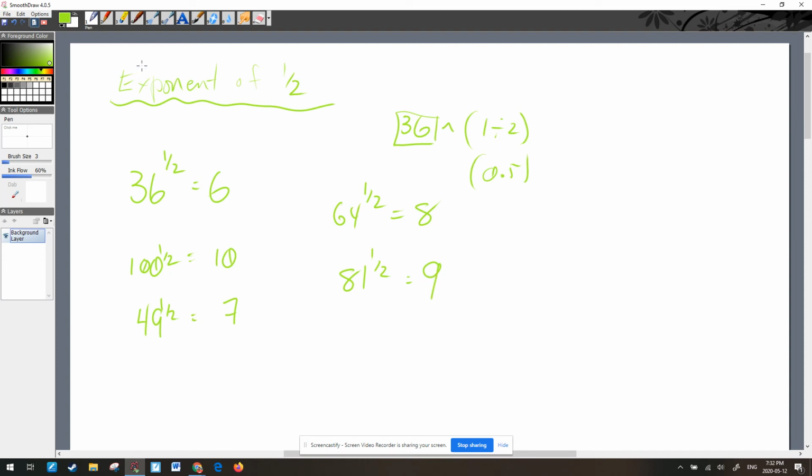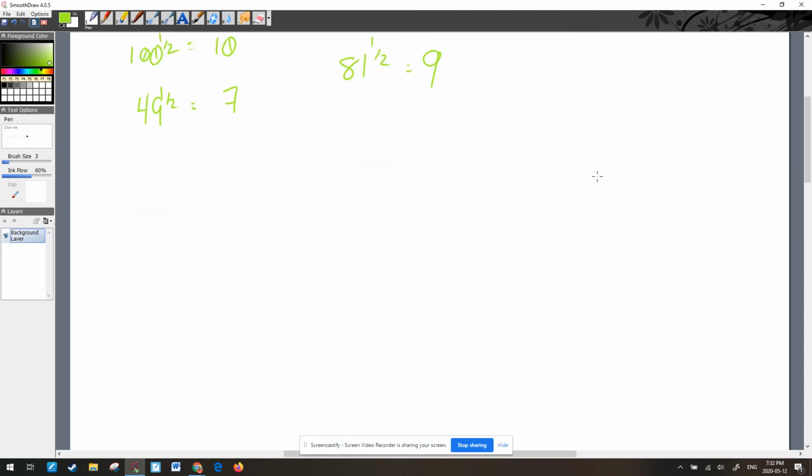So the exponent of 1/2 is the square root of the number. It's the square root of the base of the power. And again, you might question why that is. Well, I can give you a quick demonstration.